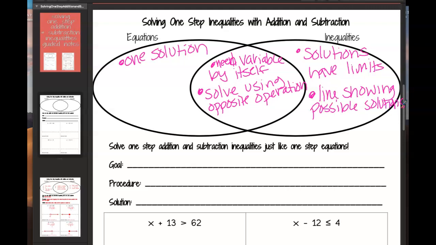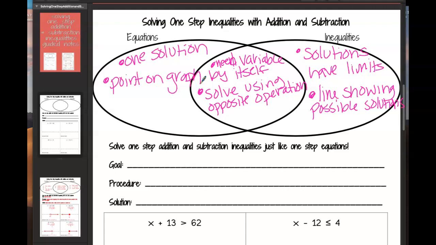Now, we don't typically graph our equation solutions, but if you were to graph x equals 5, you would have a dot at 5. There wouldn't be a line extending on forever, it would be a point on the graph. So that's how solving equations and inequalities are alike and how they are different.